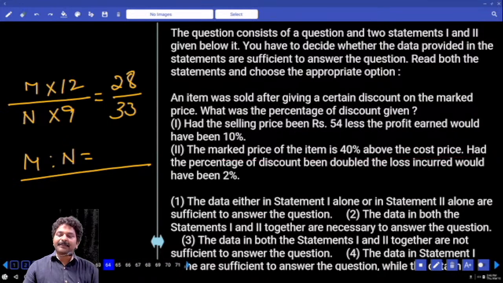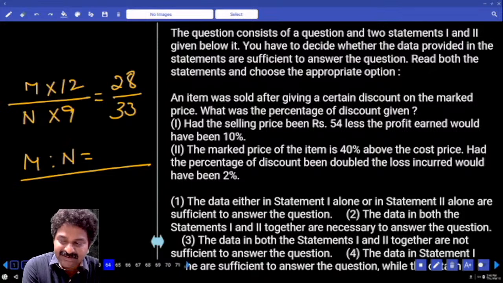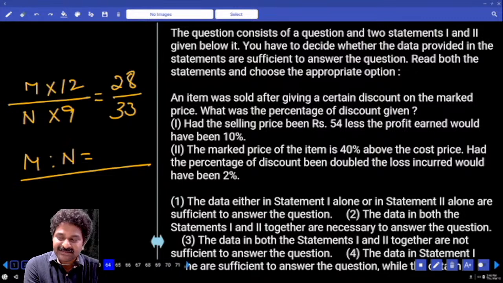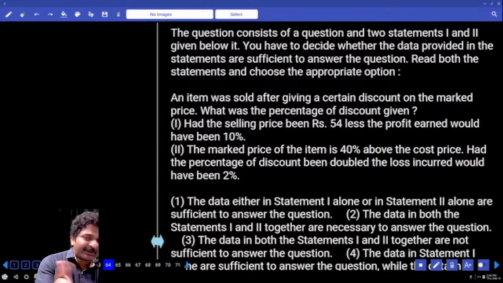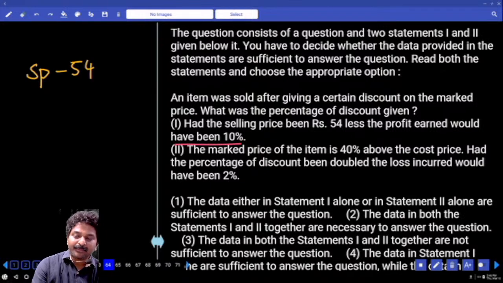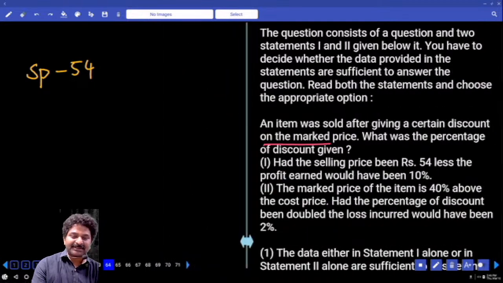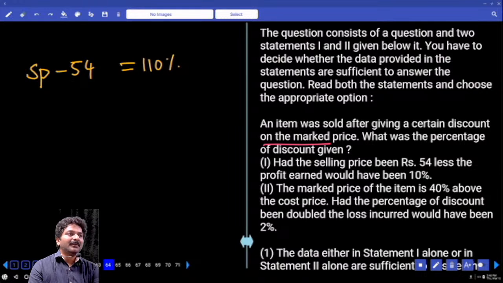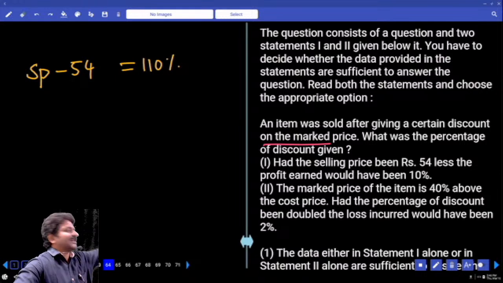An item was sold after giving a certain discount on the market price. What was the percentage of discount given? Okay, discount percentage, that's what we need to calculate. Had the selling price been 54 less, the profit earned would have been 10%. Previous selling price we don't know, that was some selling price. If that got decreased by 54, there would have been a profit of 10%. That means which is equal to 110% only. Come on. Using this, can we at least calculate how much is selling price?